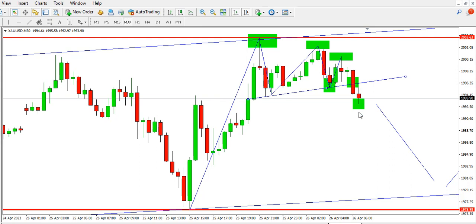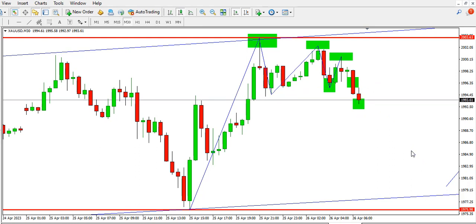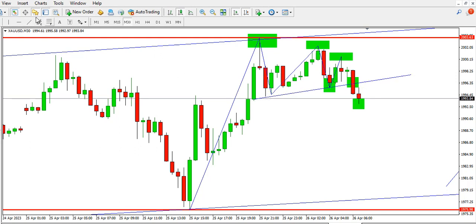So we expect price to go down. Just a minute, the neckline, this is the neckline. That's the neckline. So we expect price to go down and retest.